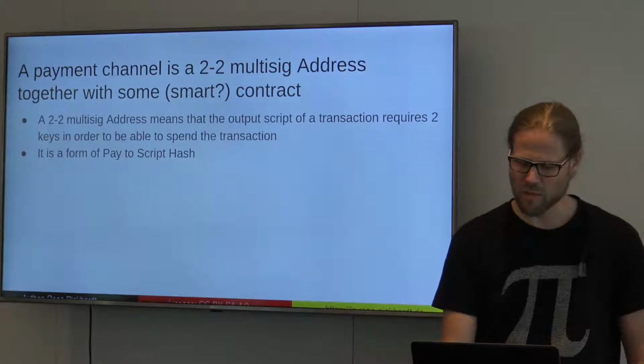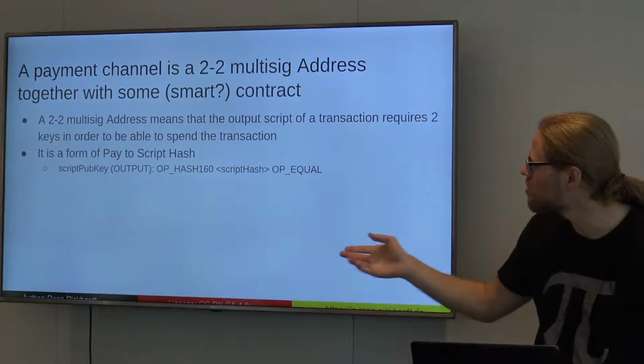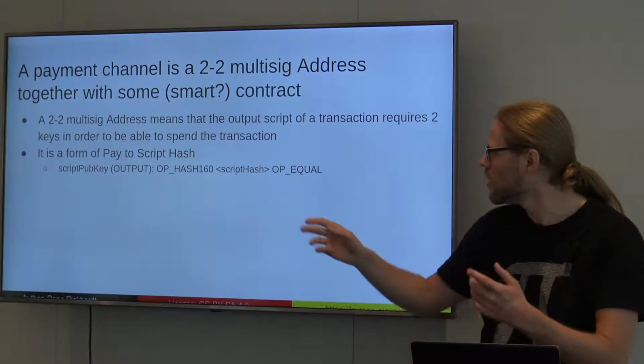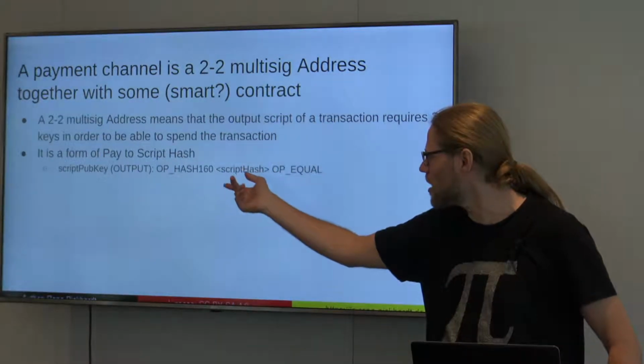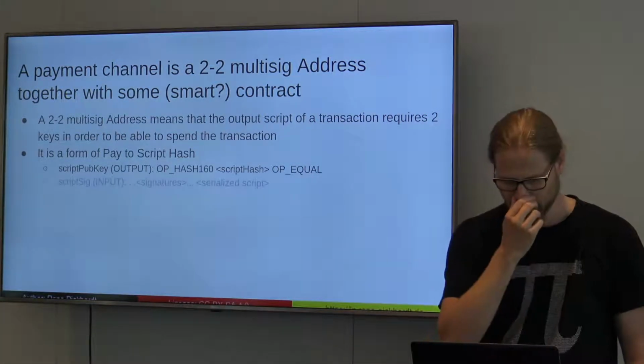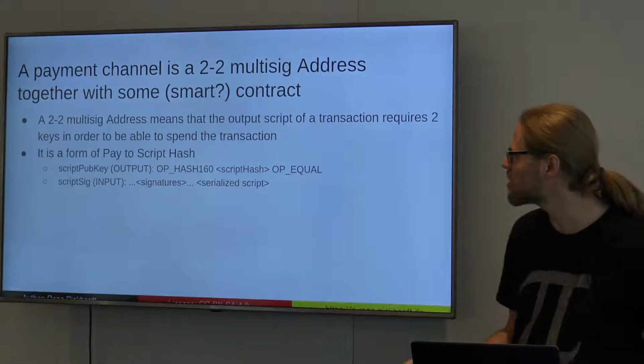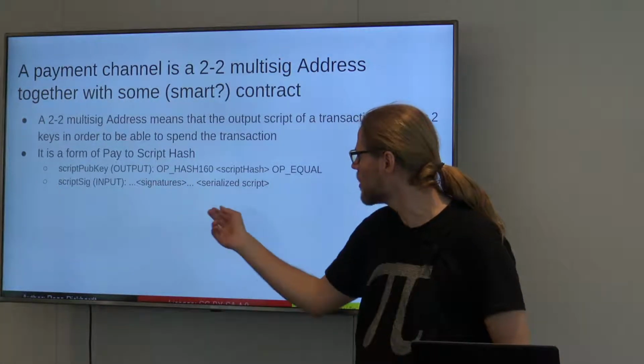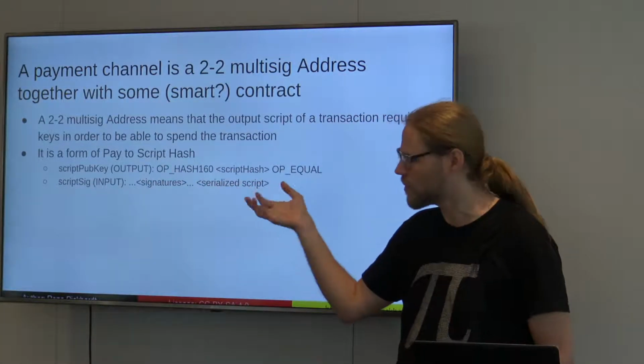And it's a form of pay-to-script hash in our case, and this usually always looks something like this. You have the hash of the serialized script, and you have the opcode, and you check if it's equal or not. And then the input script has all the signatures, depending on what the script is like, and then you have the serialized script.